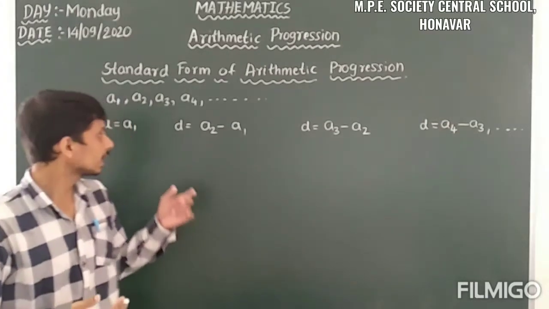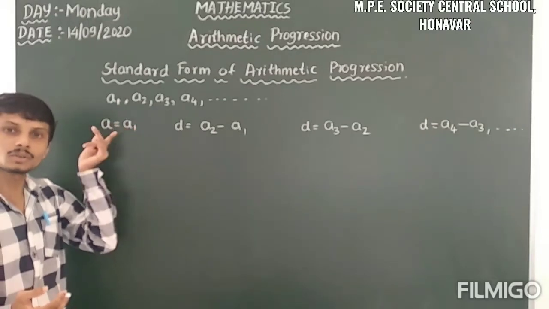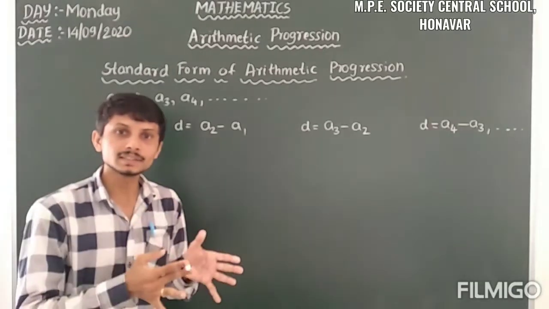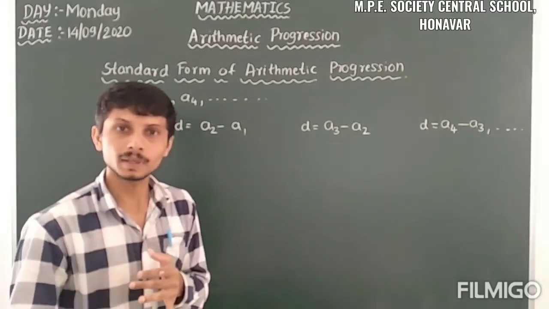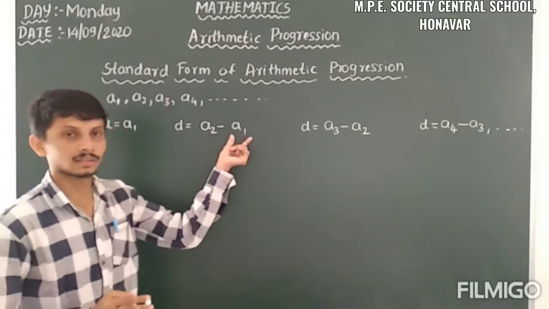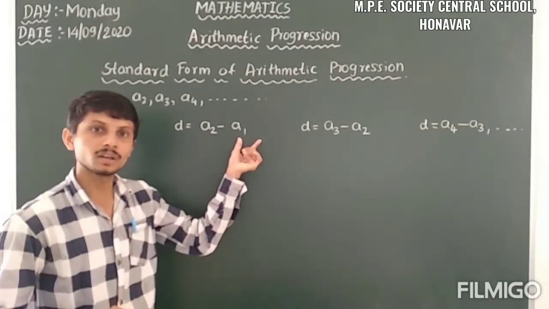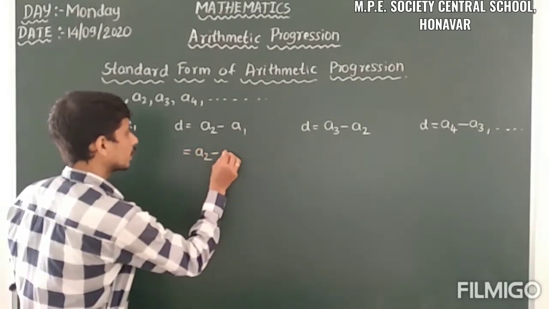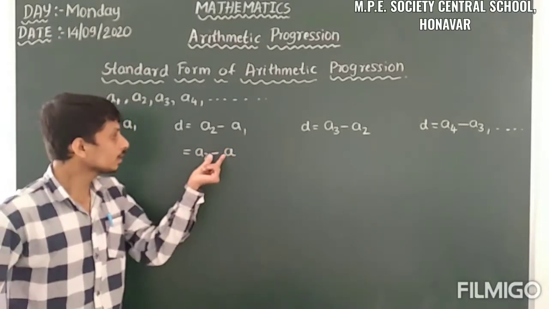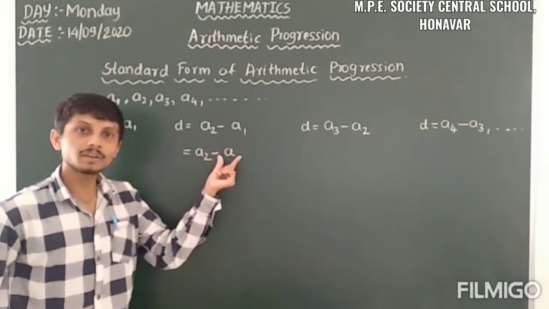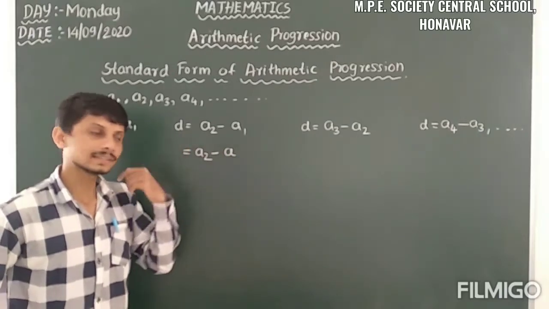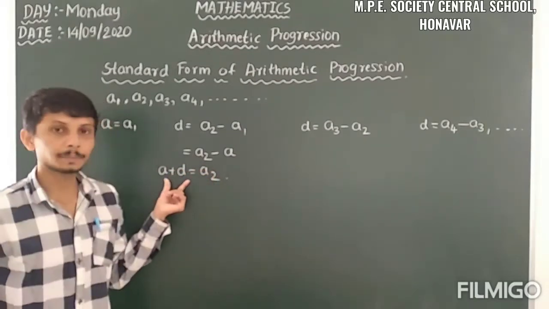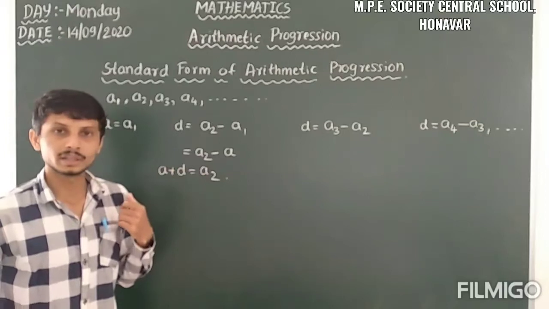Firstly, observe A1 is equal to A. Wherever A1 is there, I have to convert that into A only. So here A1 is there, I will change that A1 into A. So D is equal to A2 minus A. I will transpose this minus A to the LHS side. What happens here? A plus D is equal to A2.